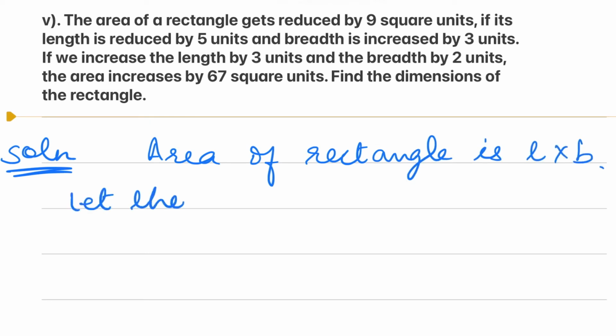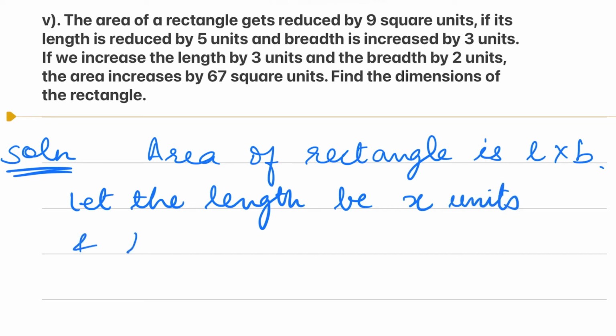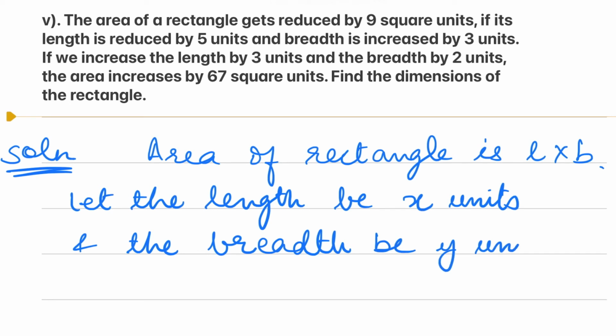So let the length be x units and the breadth be y units. Right? So now they say the area gets reduced by 9 square units. So area would be, therefore area would be equal to xy, length into breadth.